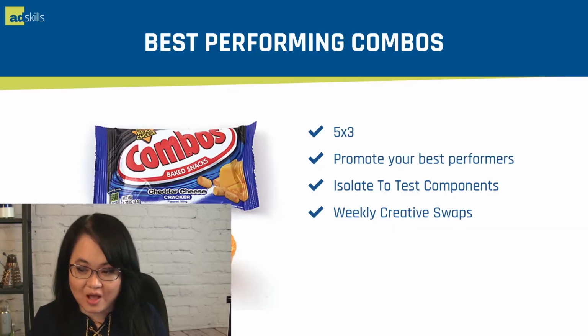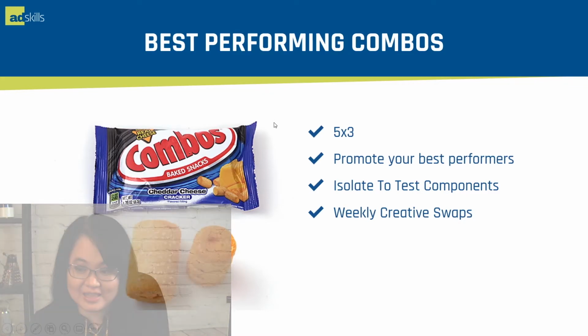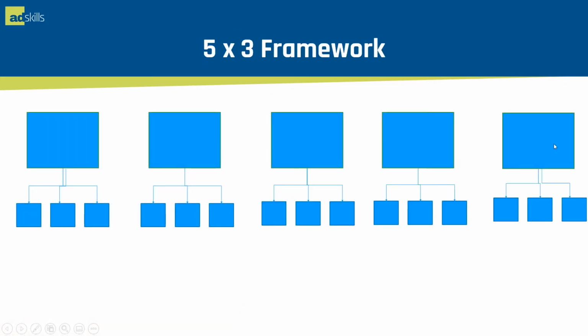skills courses as well. So what that really means is you're going to divide things up in terms of 5 different groups and have 3 ads in each one of them. So maybe these are 5 different ad sets and you have 3 ads inside of each. So this could be audience 1, audience 2, audience 3, audience 4, audience 5, and then you have your 3 ads inside of each that you're testing.